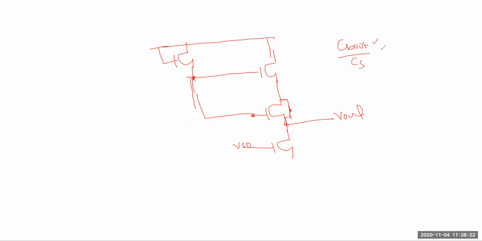If you calculate that C boot, then for that this point Vx, to make it VDD plus VT2, we'll get a value that C boot to CS. So that value you have to implement here. Okay, so clear? So how, by changing this voltage, if we increase this voltage, how is this voltage increasing? Clear?